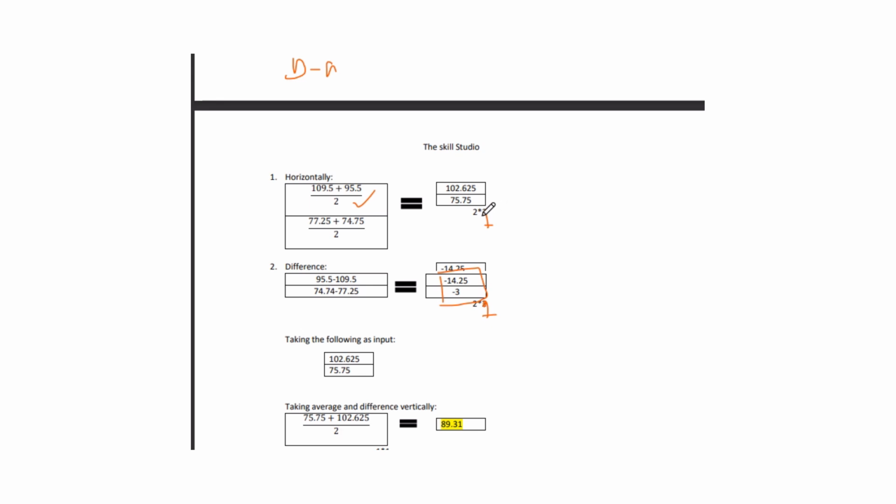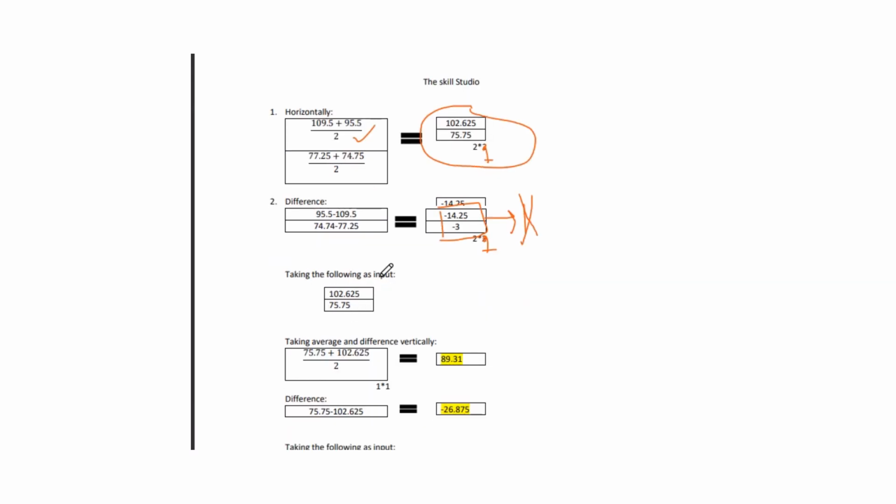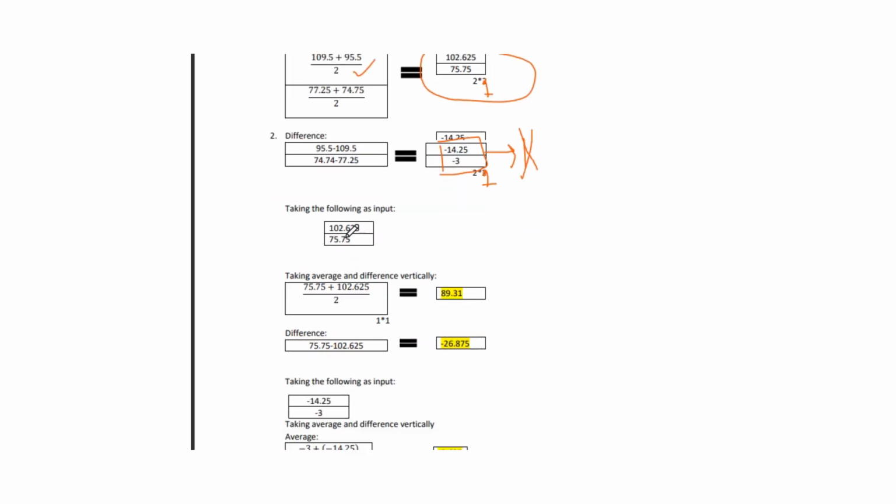Now we have a 2 cross 1 matrix, which means that we have a different number of rows and a different number of columns. So what are we going to do? We are going to take the values in the vertical direction, right? Now again, the difference values, we are going to neglect them. We are not going to do further calculations on them. We are just going to do the calculations on the horizontal values, right? So taking the following as the input, 102.625 and 75.75, right? So there is 75.74, there will be a slight difference in the calculations of the points.